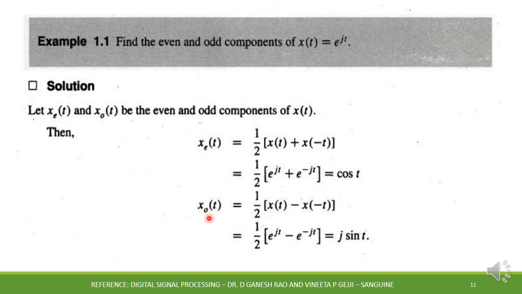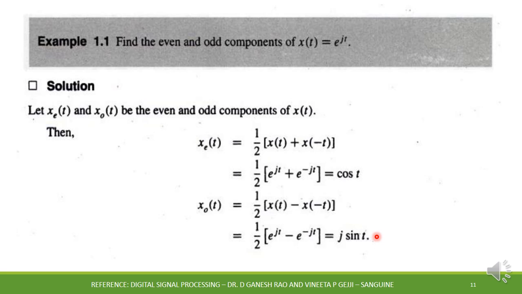Similarly, what is the equation for the odd part? Xo of t is equal to 1 by 2 times x of t minus x of minus t. X of t is nothing but e to the jt, minus x of minus t, which is nothing but e to the minus jt. The minus sign is there because you have to subtract. It is equal to j sine t. You can verify these equations with the mathematical formulas. So this is one x of t equation. Its even part is cos t, and its odd part is j sine t.